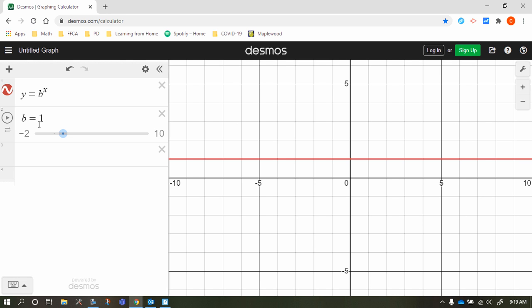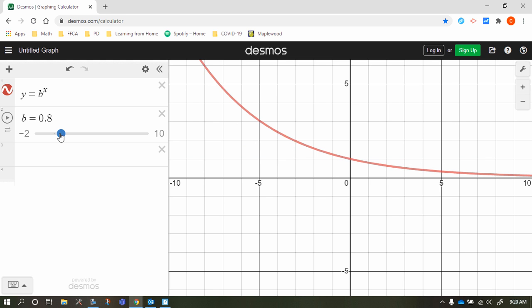Well, what if our b value gets smaller? Well, as it gets smaller, you can see, oh, now we have this decay function. So if our b value is between 0 and 1, we're going to have the graph decreasing. And the closer our base gets to 0, the more quickly that graph decays.